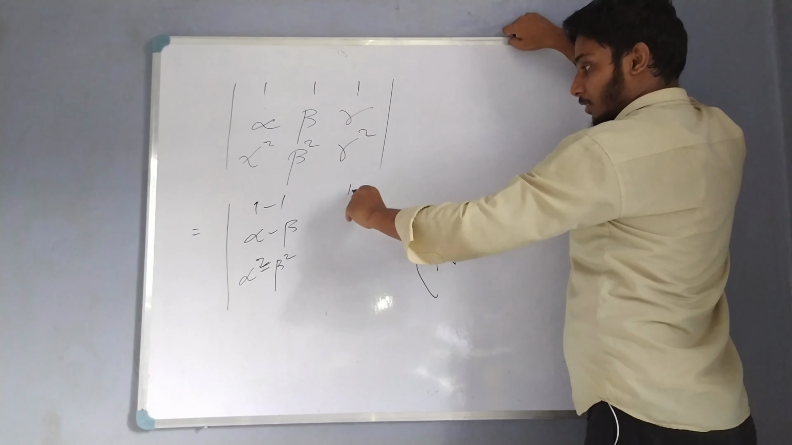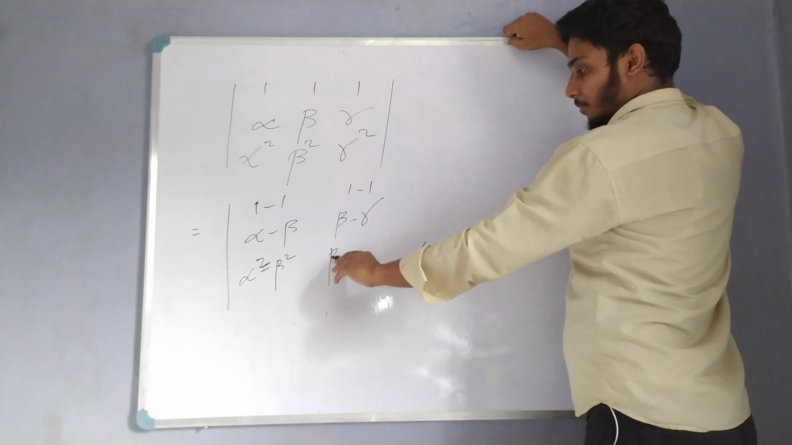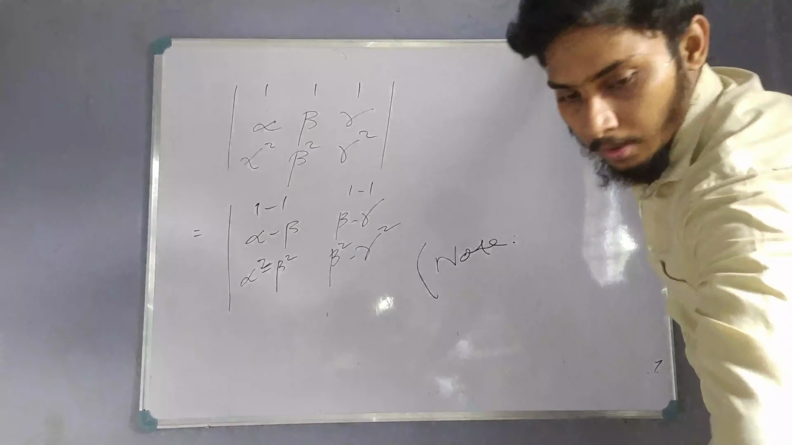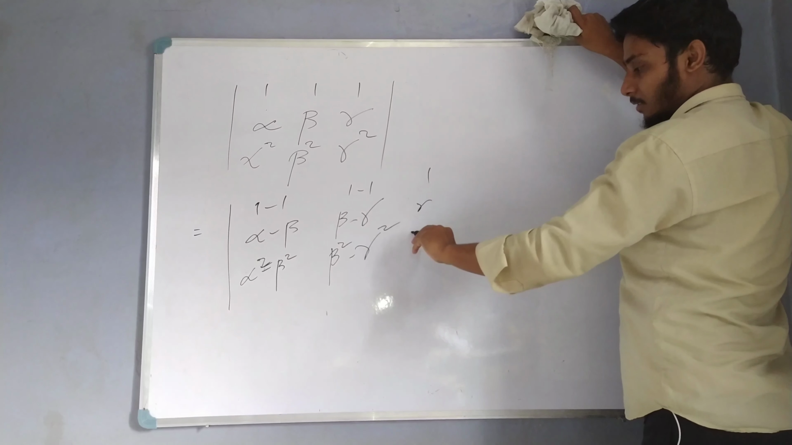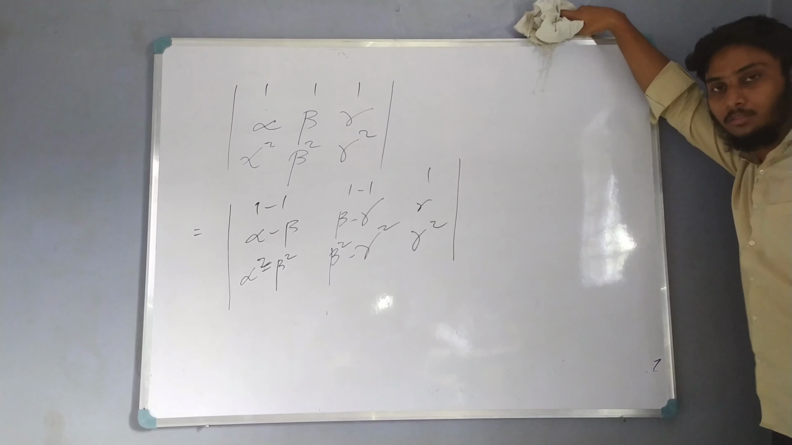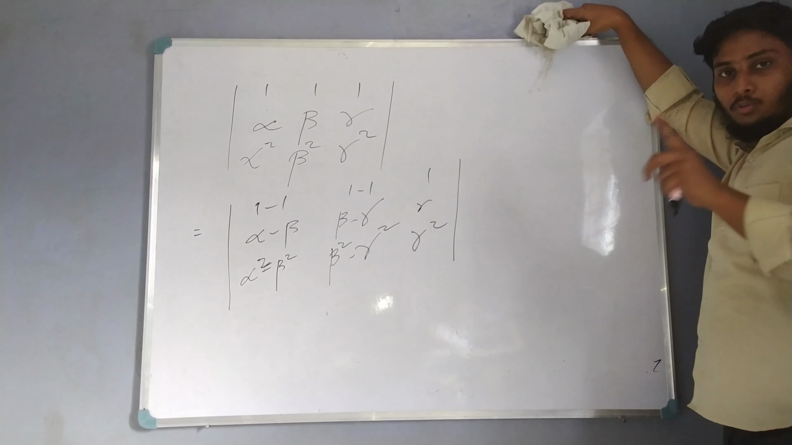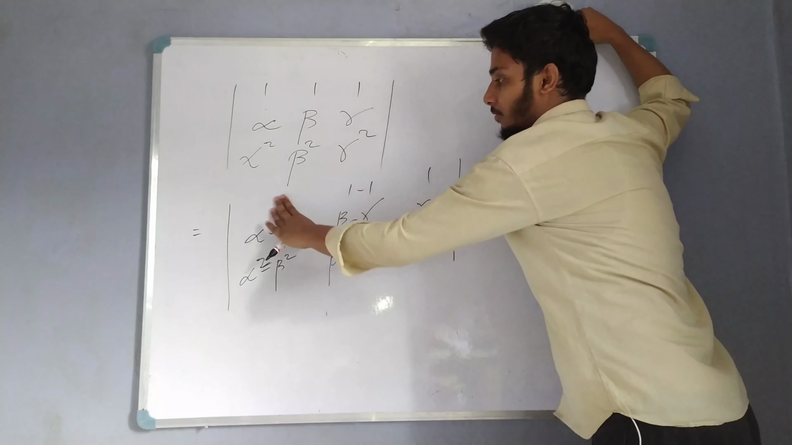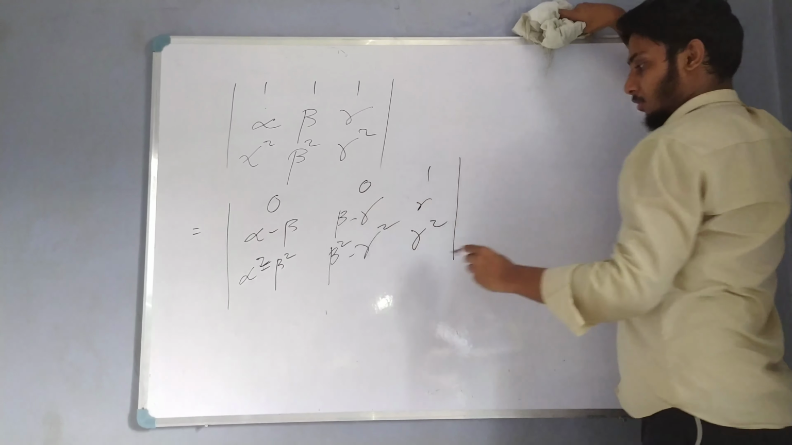Again you subtract this from this, so it will be 1 minus 1. It will be beta minus gamma. It will be beta square minus gamma square. And the third row will remain as it is. So again I am telling, whenever you see 3 1 in the first row or anywhere, you have to make 2 of them as 0. So 1 minus 1 will be 0. You can write here direct. And again 1 minus 1 will be 0.